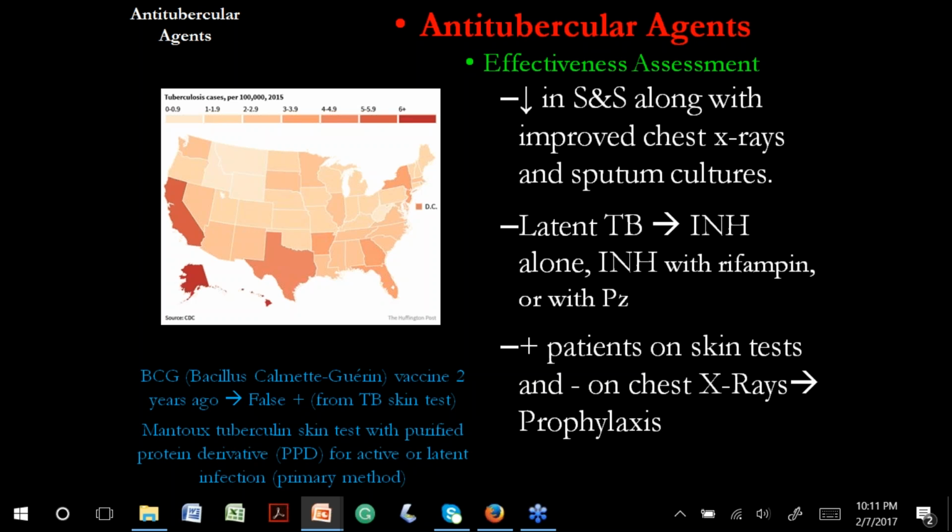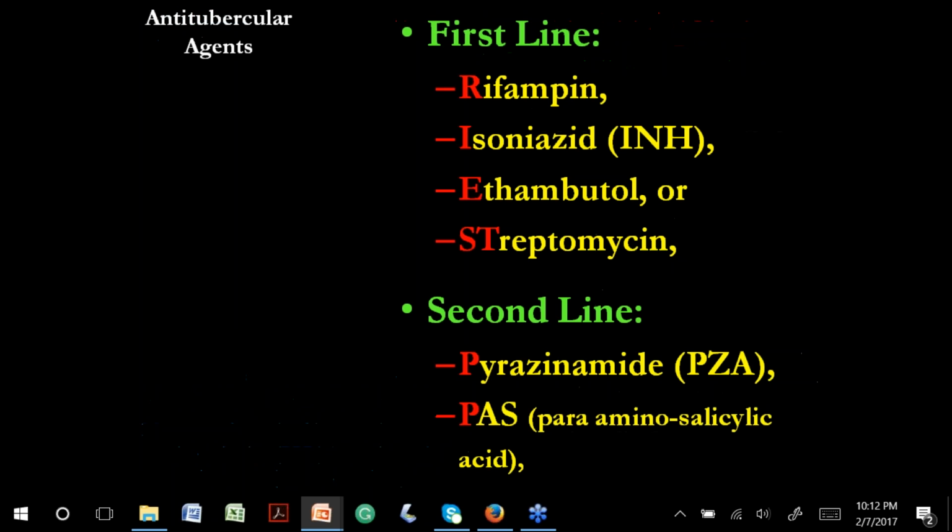Okay? All right, so isoniazid can be alone or can be with rifampin or can be with pyrazinamide, but remember, cornerstone medication. So without isoniazid, there is no treatment for tuberculosis. So always need to give it with isoniazid. So the first line, we have the rifampin, the isoniazid, the ethambutol, streptomycin, pyrazinamide, and the para-aminosalicylic acid. So it can be given this one or this one, but always isoniazid.